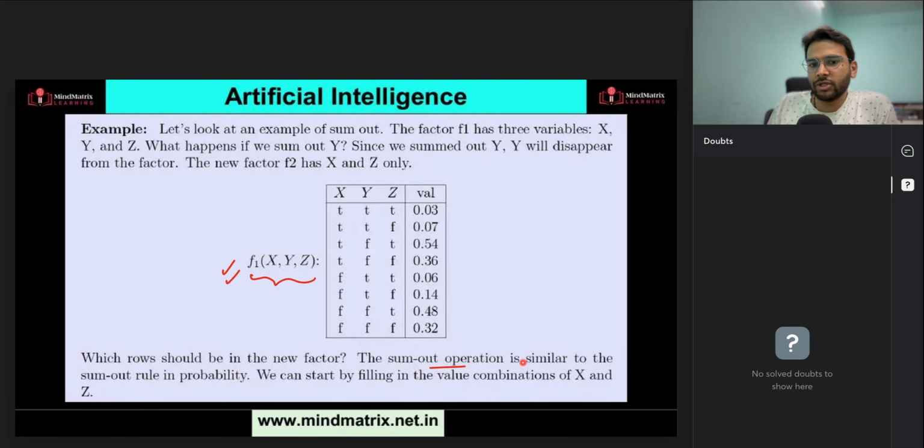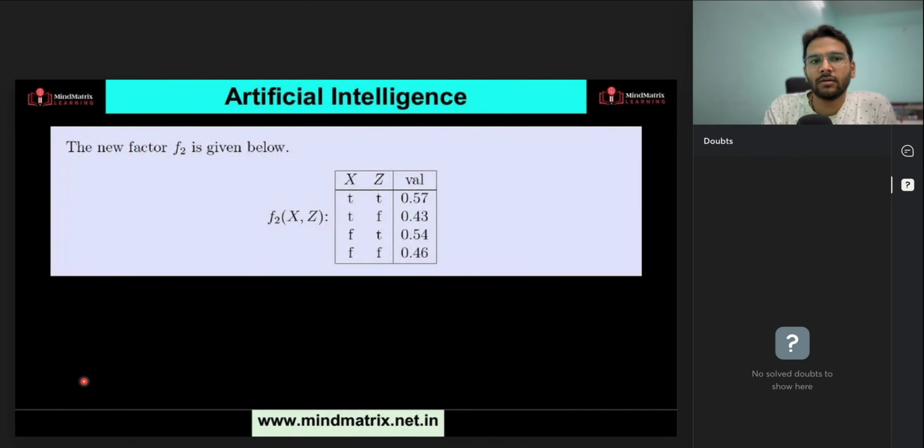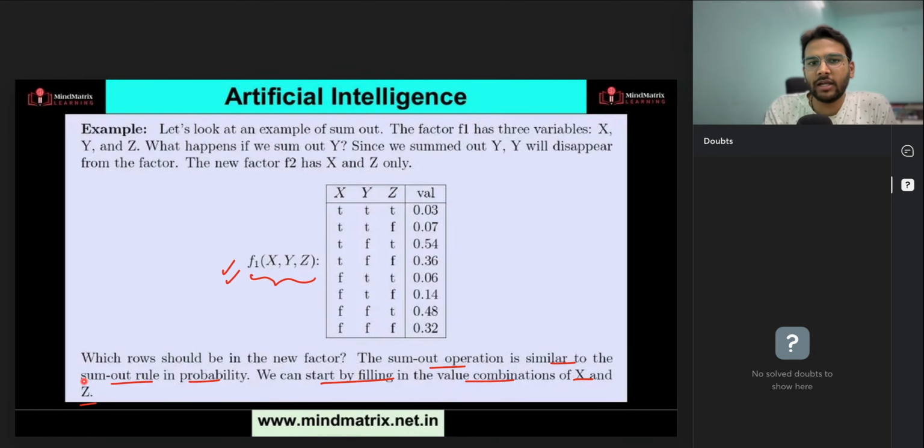The sum out operation is similar to what? The sum out rule in probability. So we can start by filling the values for the combinations of x and z. Here the new factor would be, basically, summing out. Here it is mentioned that when we sum out y, it will disappear from the factor.